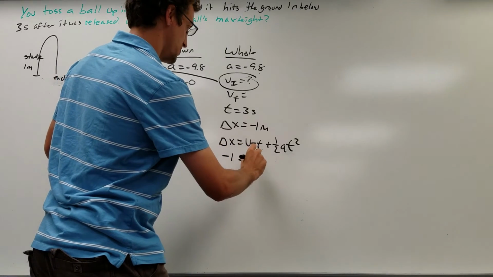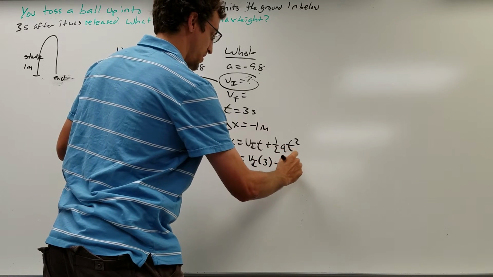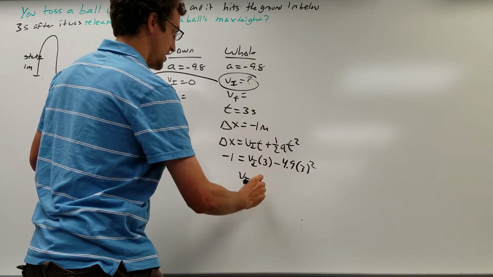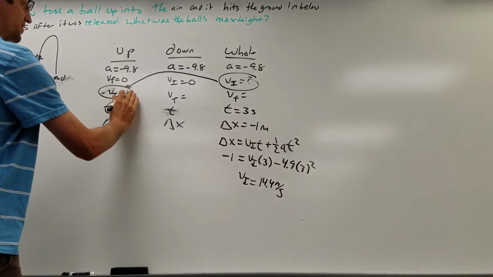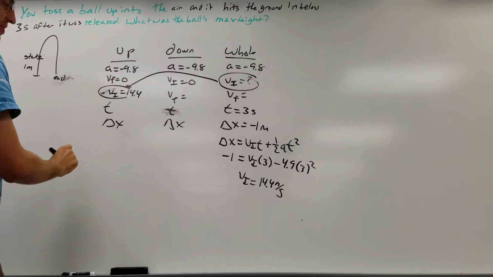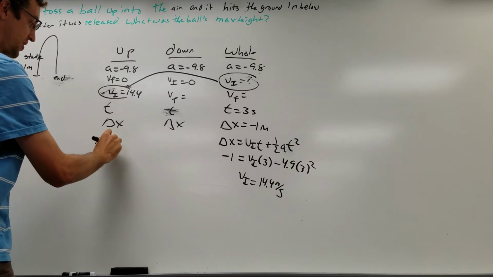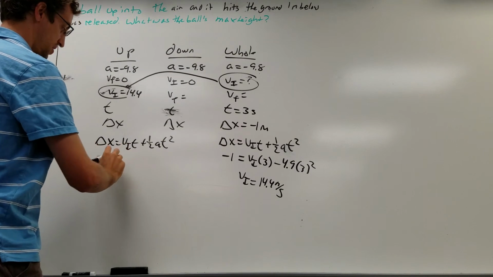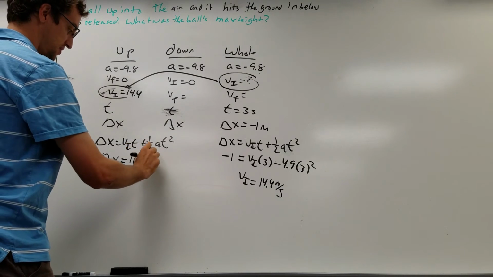-1 equals V initial times 3 minus 4.9 times 3 squared. You've got to take my word for it that V initial is 14.4 meters per second. So again, I put that here. And now I can do just the upward part. I'm going to skip really directly to the answer here. If I use, again, the change in x equation, we get change in x equals 10.6.